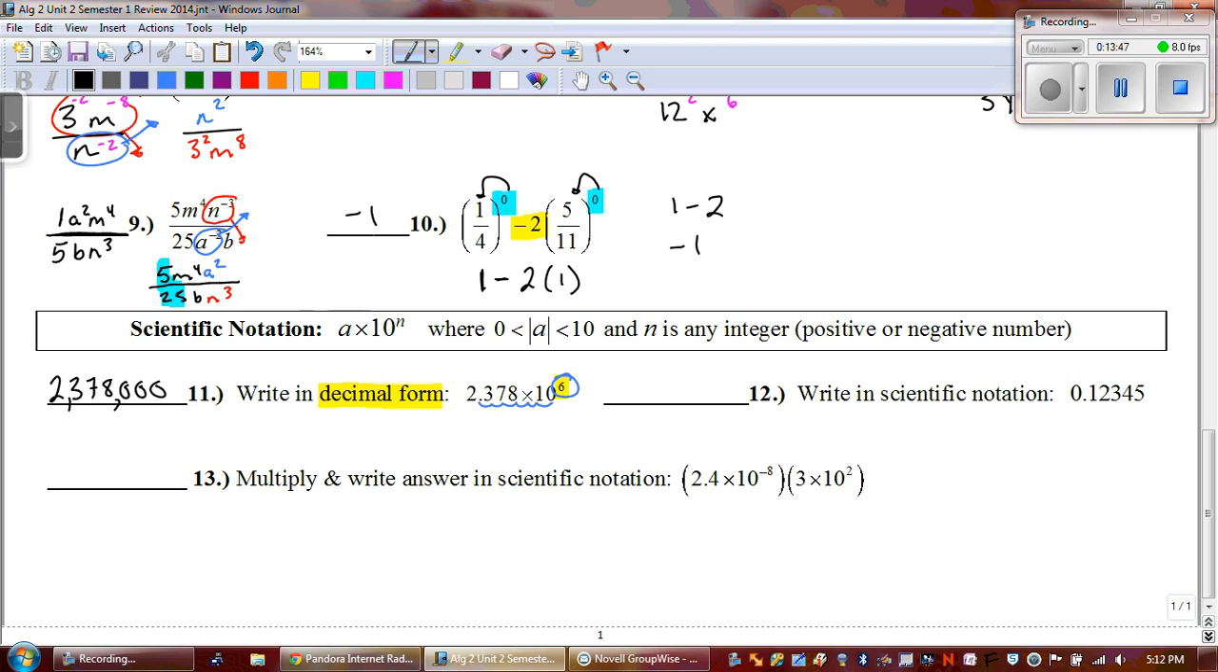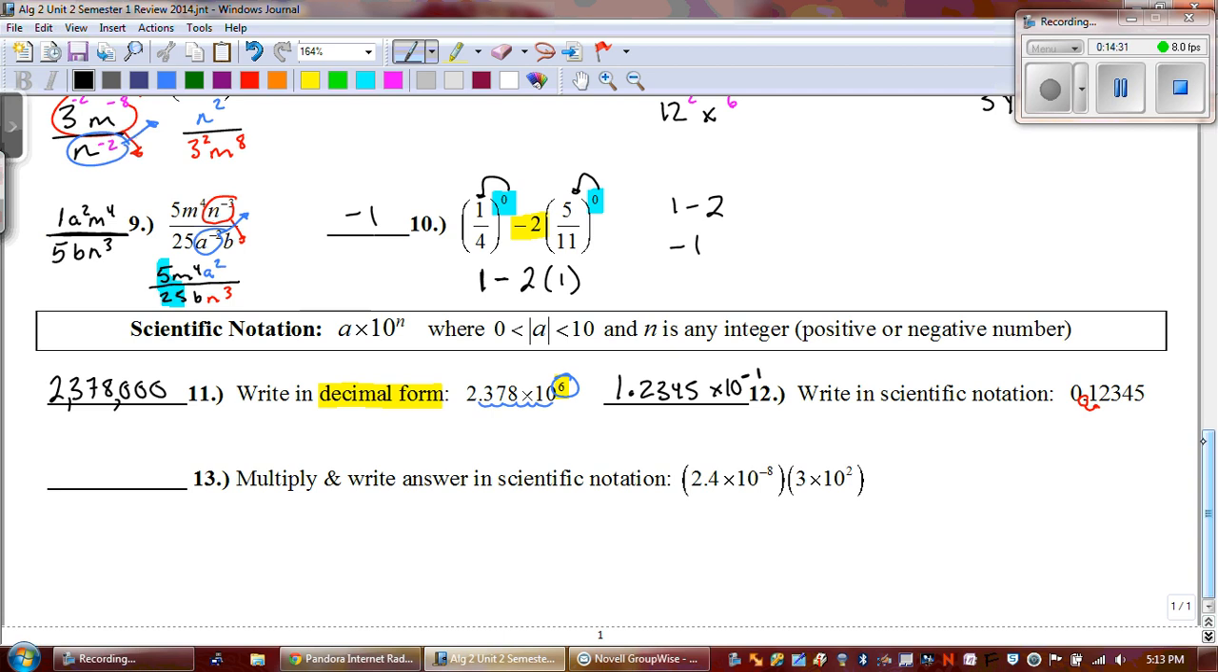All right, for number 12, it says to write into scientific notation. So if I'm writing this number into scientific notation, I'm going to find where my decimal is, and I need to bring it over 1 spot, 1.2345. If I moved it to the right, I'd have to move it to the left. So that's why it's going to be a negative 1.